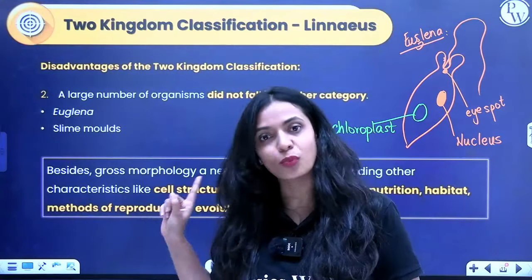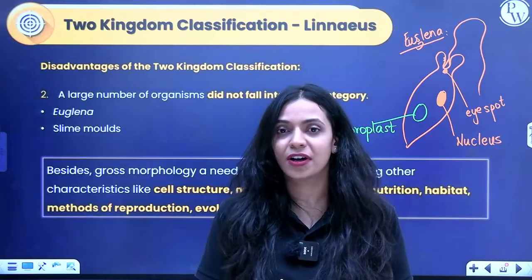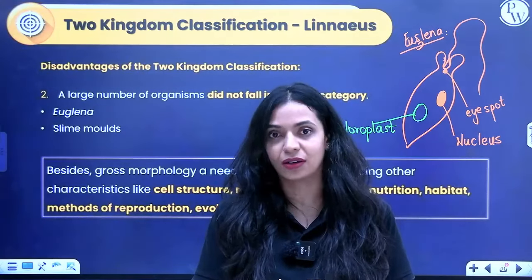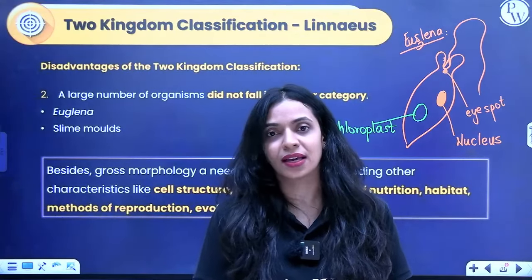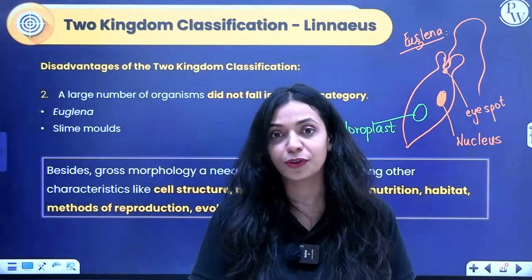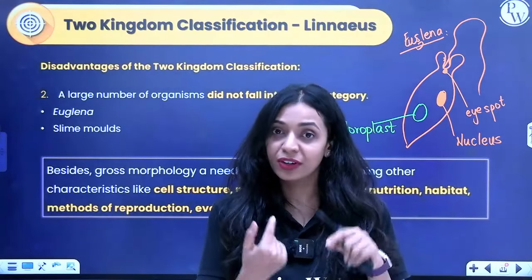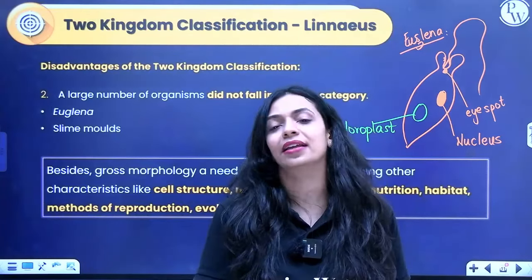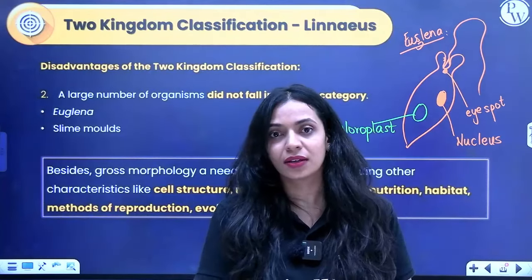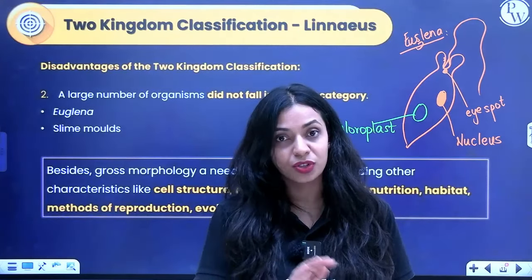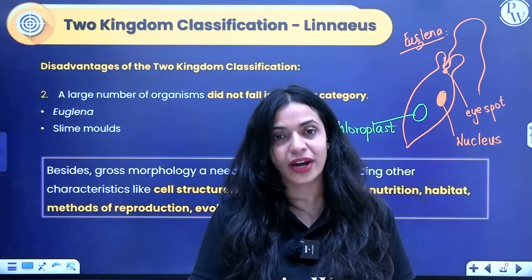If you look at the mode of nutrition of slime molds, they are like fungi. They are saprotrophic or saprophytic, you can say. They obtain their nourishment from dead and decaying organisms, which is very much like fungi. But whenever they develop cell walls in the spores, the cell wall is composed of cellulose, which is like the plant cell wall. So where do you put this?